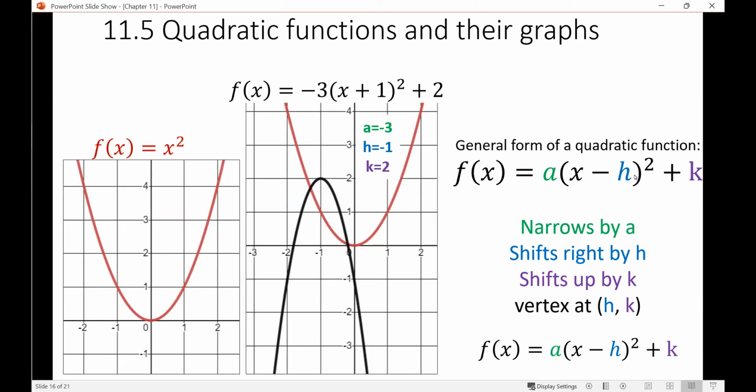That's how much we shift right by, and then our K, whatever we add at the end, that's how much we shift up by. So if K is negative, we would shift down. If H is negative, we would shift left. Then you can always say that your vertex is going to be at the coordinates x is H, y is K. If you look at our equation here, our H is a -1. Our K is a 2, so our vertex is at -1, 2. That's where we turn around.